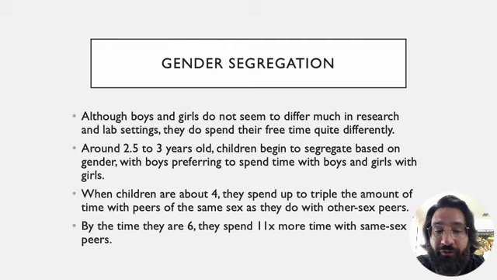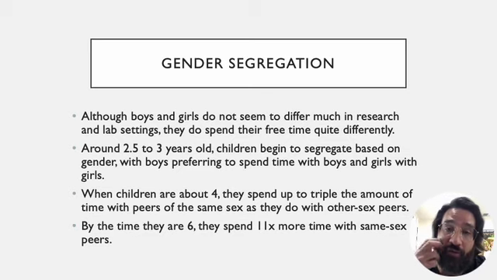But when children are about 4, they spend up to triple the amount of time with peers of the same biological sex as they do with other sex peers. And by the time they are 6, they spend 11 times more time with same-sex peers. And as we noted with adolescence, that begins to change, where in adolescence, we start to observe more mixed gender groups.